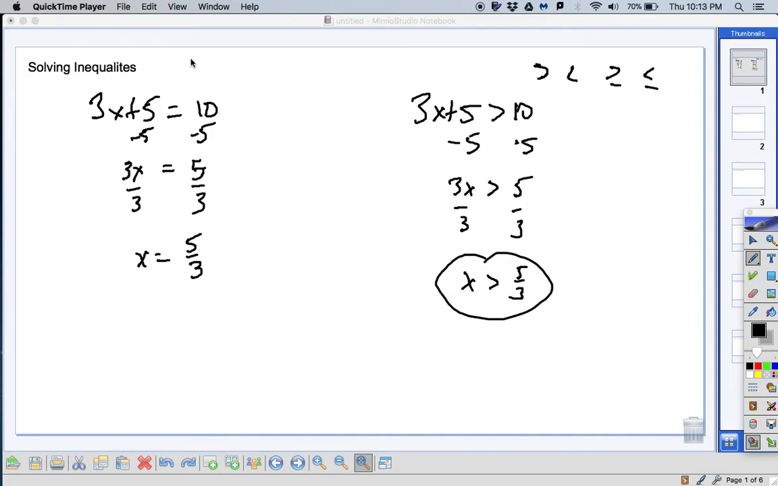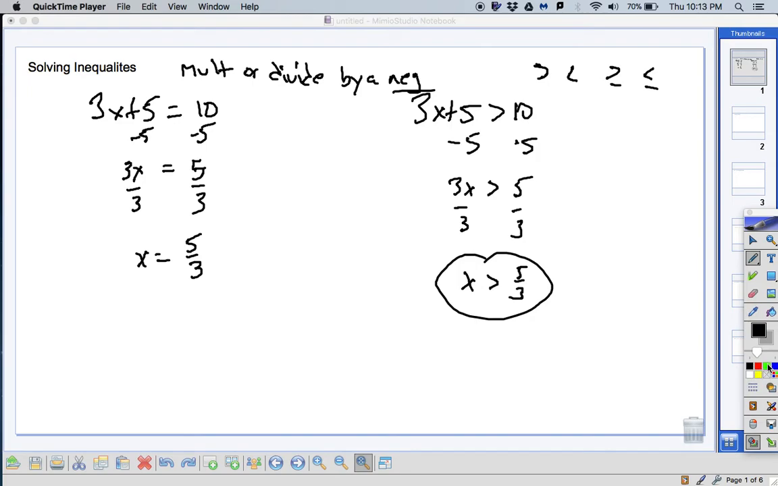There is one exception, and it's this. If you multiply or divide by a negative. Okay? If you multiply or divide by a negative, you're going to take the symbol and you're going to switch it around. So instead of being a greater than, it becomes a less than. Instead of being a less than, it becomes a greater than. You're going to just switch it around. And we've always done that. The thing is, with an equal sign, when you flip it around, it still looks like an equal sign. So we never even talk about it. But anytime you multiply or divide by a negative, you're going to switch that symbol around.